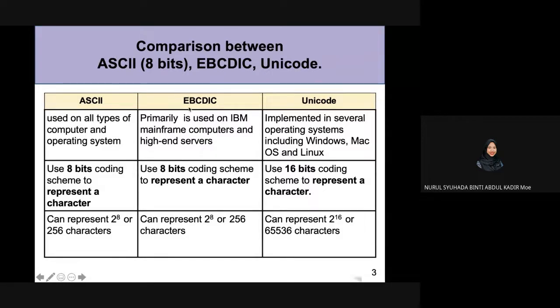And then you also have the EBCDIC coding scheme ni, dia tak pakai dekat komputer biasa. Dia pakai dekat komputer mainframe and also high-end server. Maksudnya komputer yang memerlukan speed yang betul-betul laju untuk dia buat proses lah. Biasanya dekat IBM mainframe komputer ni.